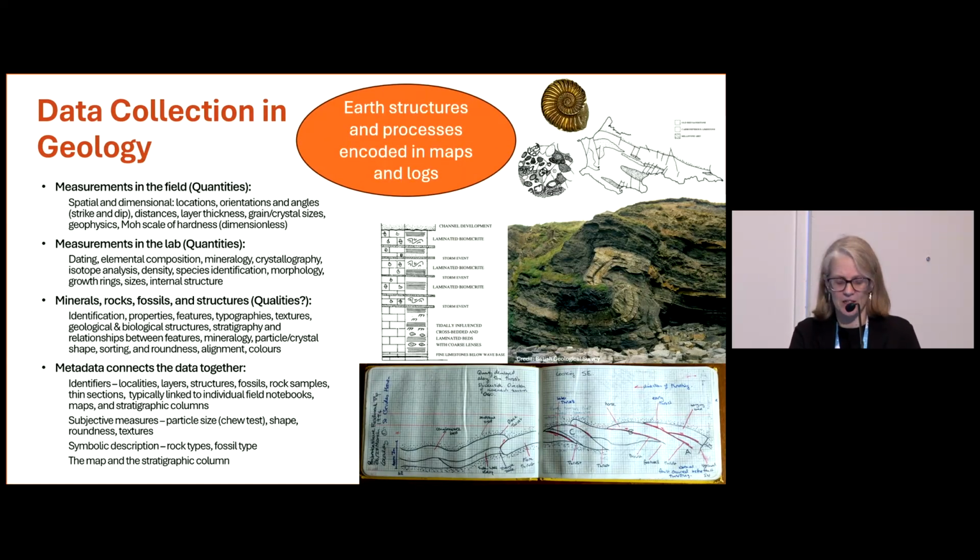Geology has some similarities to archaeology. Measurements in the field are often spatial, with data encoded into maps and logs that show the geological layers and structures in 3 dimensions. Measurements in the lab are used to determine the makeup and properties of rocks, minerals, and fossils. And whilst other aspects are more qualitative, such as shape, textures, colours, and lustre, some are rather subjective. You can catch geologists gnawing on rocks to determine their grain size. Metadata connecting things together is a little less organised than the archaeologists, but the information in the notebook with photos, maps, sketches and samples use identifiers to help locate the elements at a specific locality.